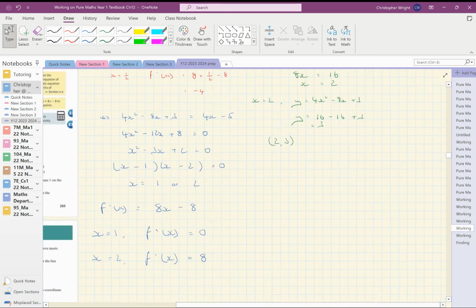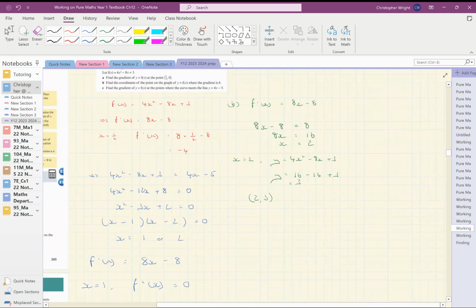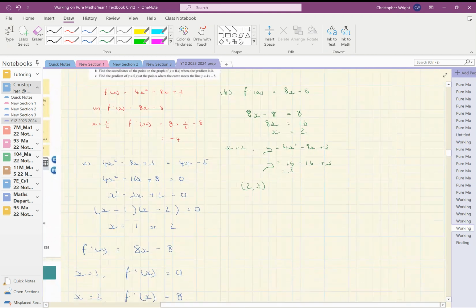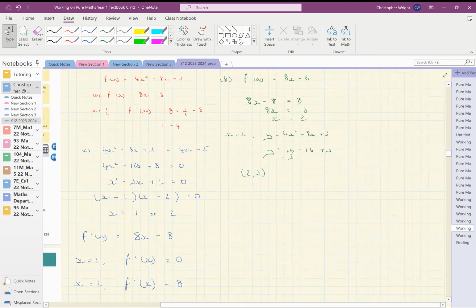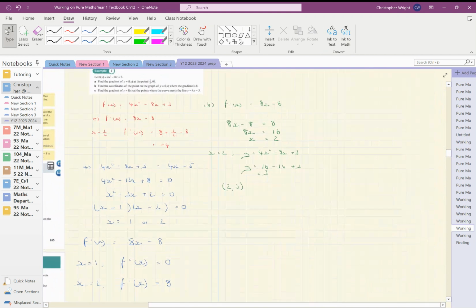So let's just check I've answered the question correctly. Find the gradient of y equals f of x at the points where the curve meets the line. There we are, so those are my two answers. So that is example 7 complete.